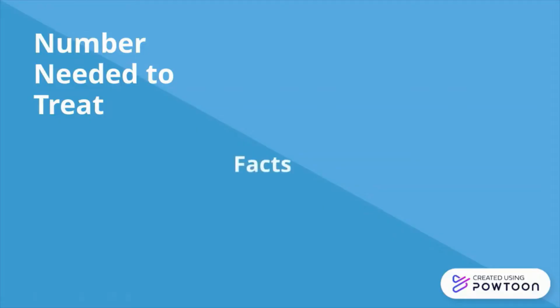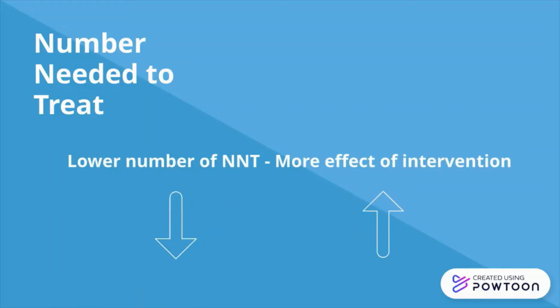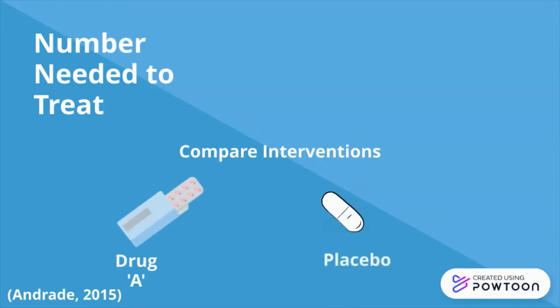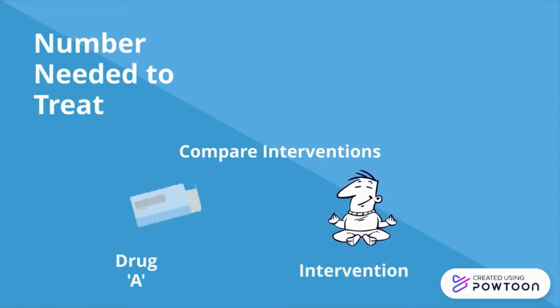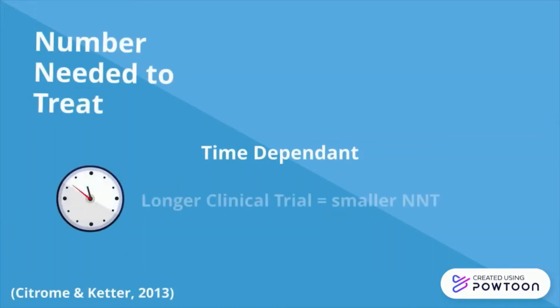Facts about number needed to treat. The lower the number of the NNT, the more effect the intervention has. NNT is able to compare an intervention to another intervention or a placebo, though when 2 active drugs are compared, the NNT will be much higher than if a drug is compared to a placebo. The NNT is time-dependent. The longer a clinical trial is conducted, the more likely the chance of the condition to respond, resulting in a smaller NNT.